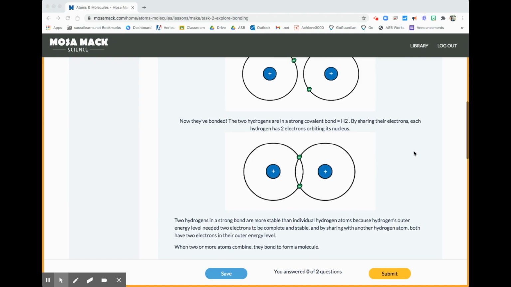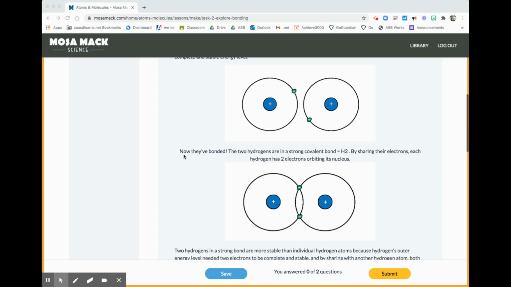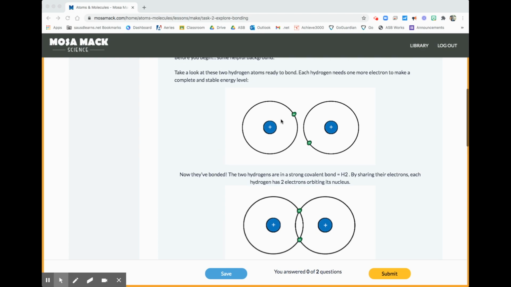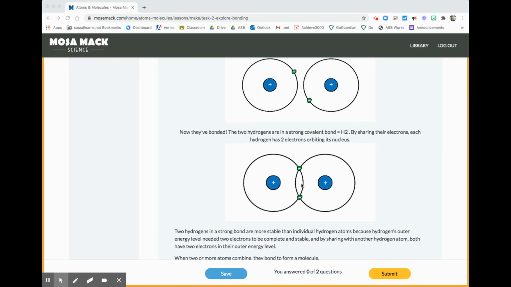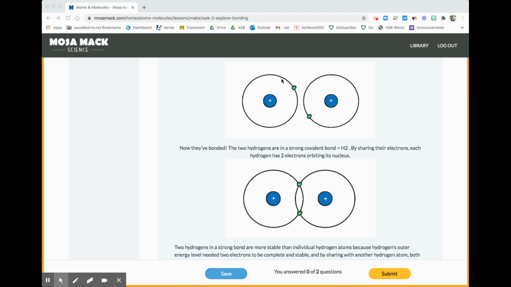That is also possible. Atoms of the same kind can bond with each other to make each other both nice and stable. So now the hydrogens that were not stable individually, they bonded together, and now they formed a stable bond between each other. So they were unstable before, but now that they're bonded with each other, they formed a stable molecule.